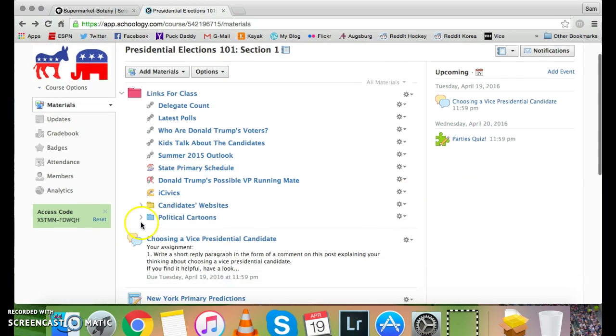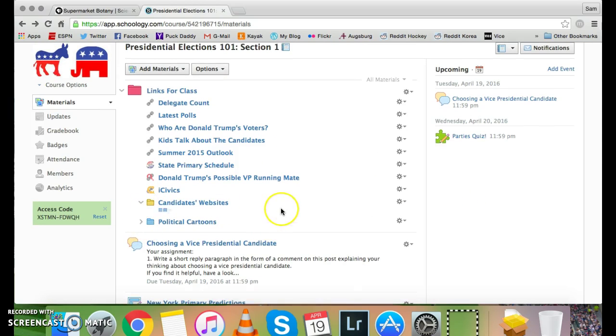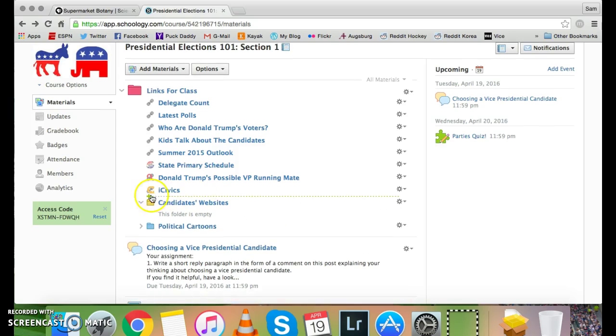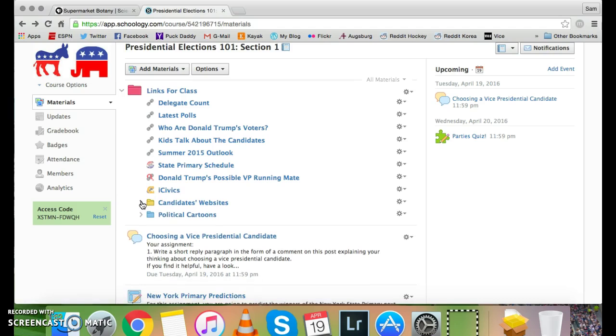I put in another folder for all the candidates' websites so they can look a little bit more easily at, well, probably that's empty right now. I'll have to work on that. Anyway, I wanted them to be able to look at candidates one by one as well, in case they're looking at platforms or they're looking at where their campaign's stopping and where their money's coming from.